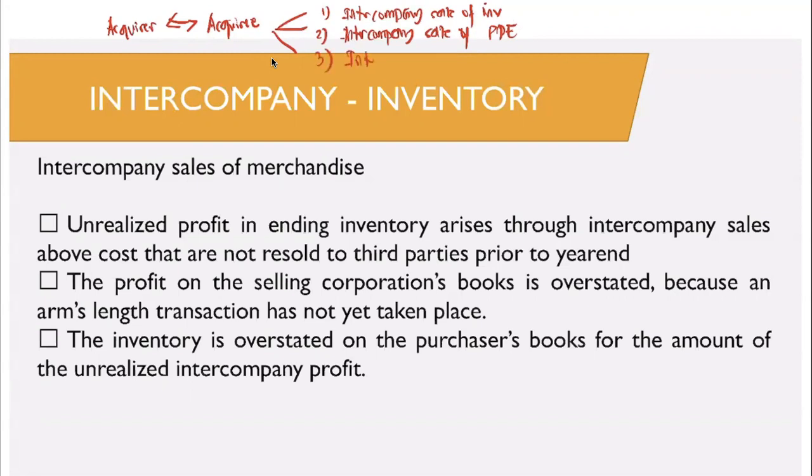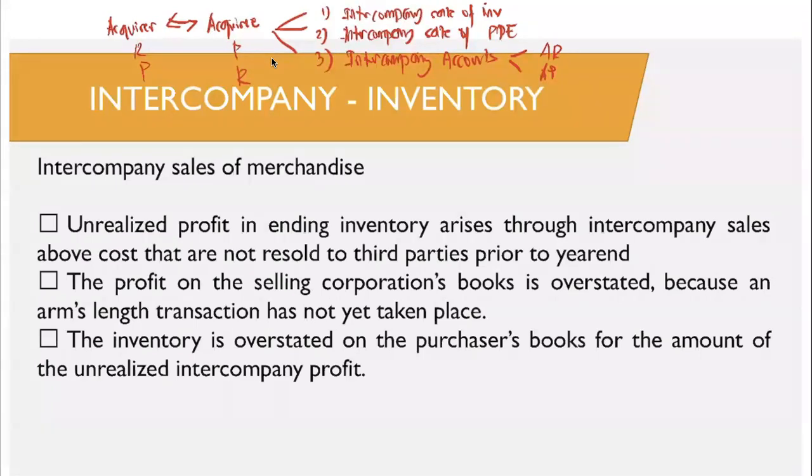Third, we have the intercompany accounts. What are these intercompany accounts? These are the AR and AP of each other. So the acquirer has either a receivable from the acquiree, and the acquiree has a payable to the acquirer, or the acquirer has a payable to the acquiree, therefore the acquiree has a receivable.